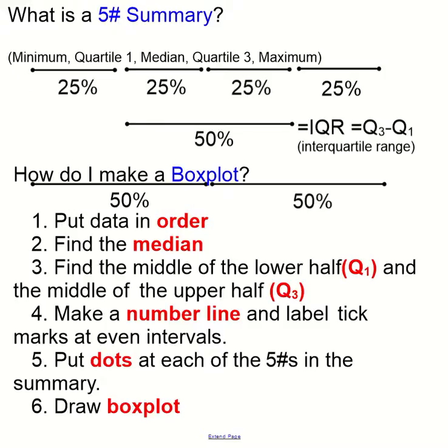Then what we do next is we make a number line, and we label tick marks at even intervals on our number line. And we put dots at each of the 5 numbers from the 5-number summary on that number line. And then we draw a box plot. So now let's actually do that.